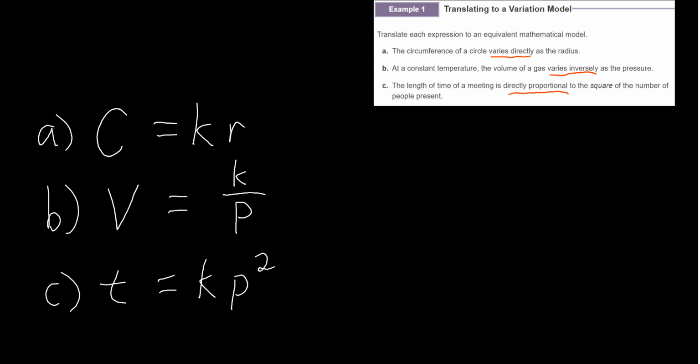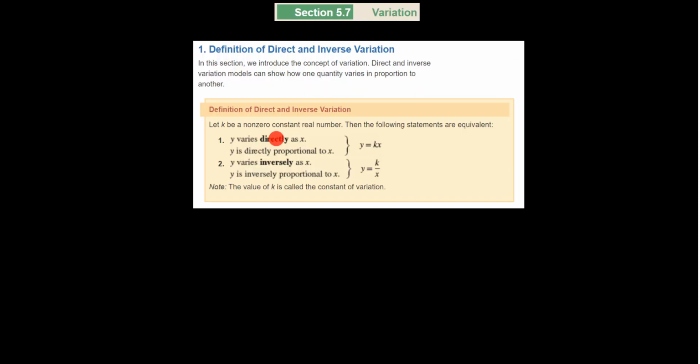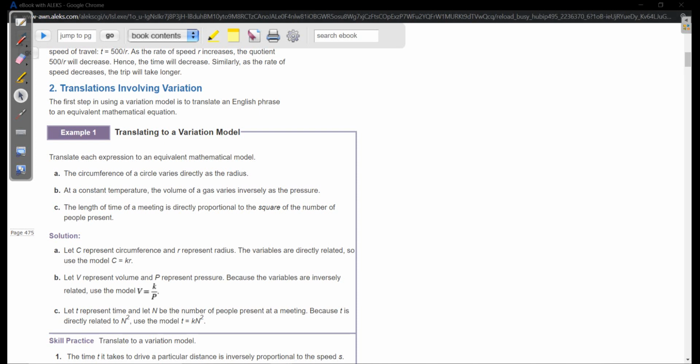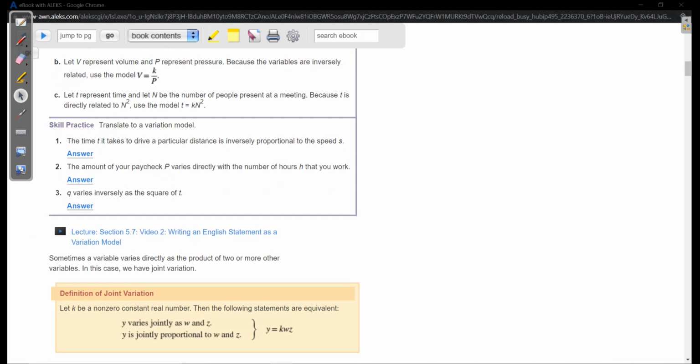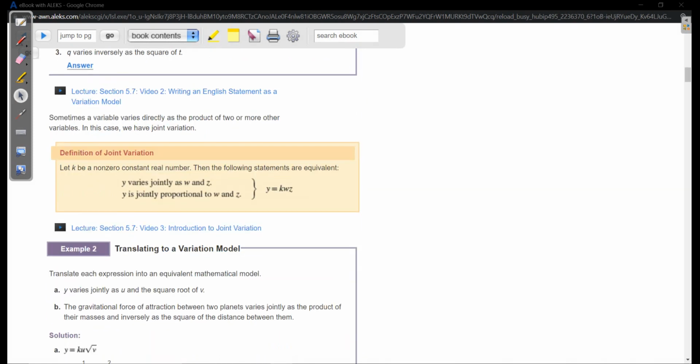And that's it. Again, we just have to check the statement: varies directly, varies inversely, directly proportional, inversely proportional. The textbook used n for number of people, but it doesn't really matter.